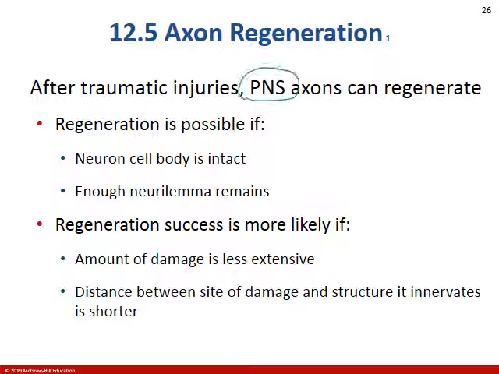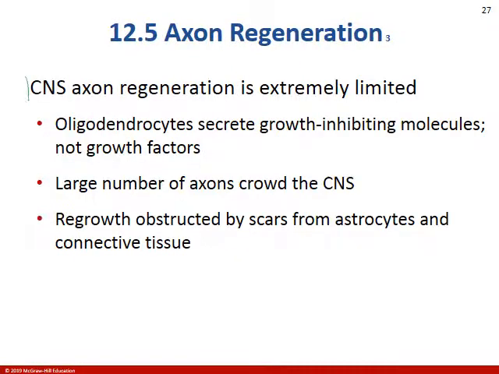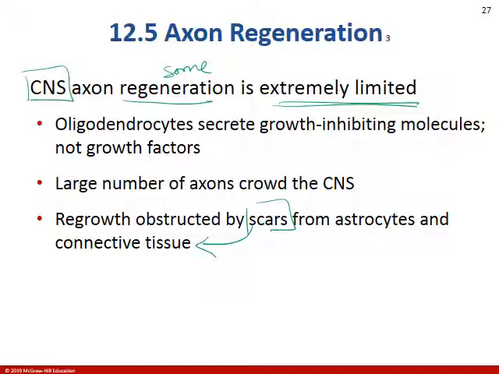In the peripheral nervous system, we have seen axons regenerate. If the cell body is intact, it's possible to have regeneration. In the central nervous system, we do see some regeneration, but it's extremely limited. There's usually going to be some sort of scarring in the connective tissue, and it's going to obstruct growth. So central nervous system, brain, spinal cord, very limited regeneration. Peripheral nervous system, it just depends on the extent of the damage.